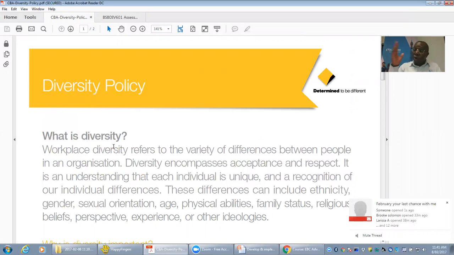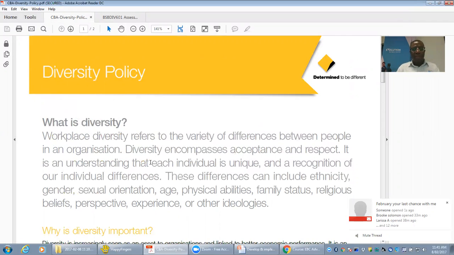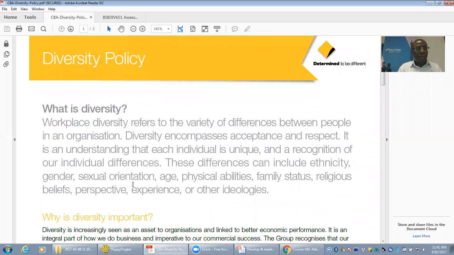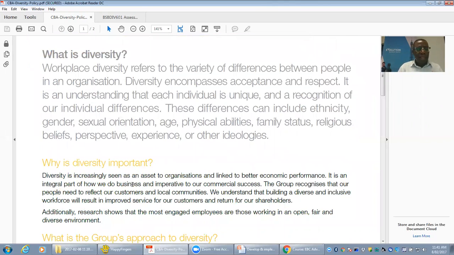According to the understanding of CBA, workplace diversity refers to the variety of differences between people in an organization. Diversity encompasses acceptance and respect. It is an understanding that each individual is unique and a recognition of our individual differences. These differences can include ethnicity, gender, sexual orientation, age, and etc.